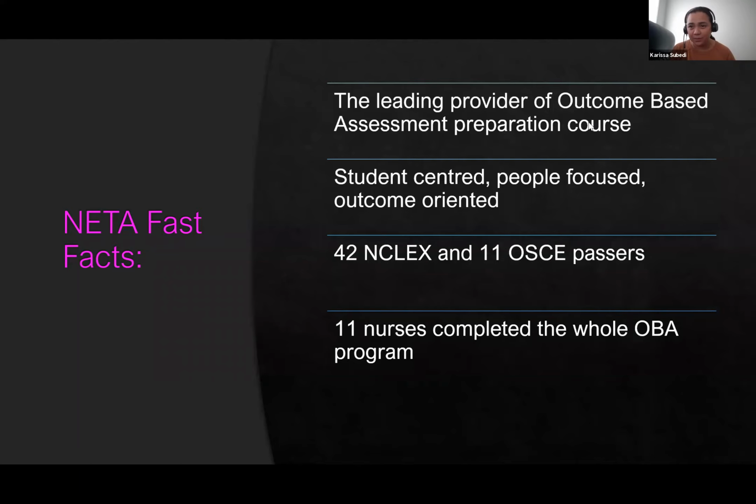We want to see results, and this is the reason why we are very passionate about being with you in your journey, because we really want results, and that is your success. So as much as we want you to pass, we also want you to be in the Australian APRA register. So we have 42 NCLEX passers, and we have 11 OSCE passers. And these 11 OSCE passers have completed the whole outcome-based assessment program, and they're already registered nurses as well. So we want you to be one of them.